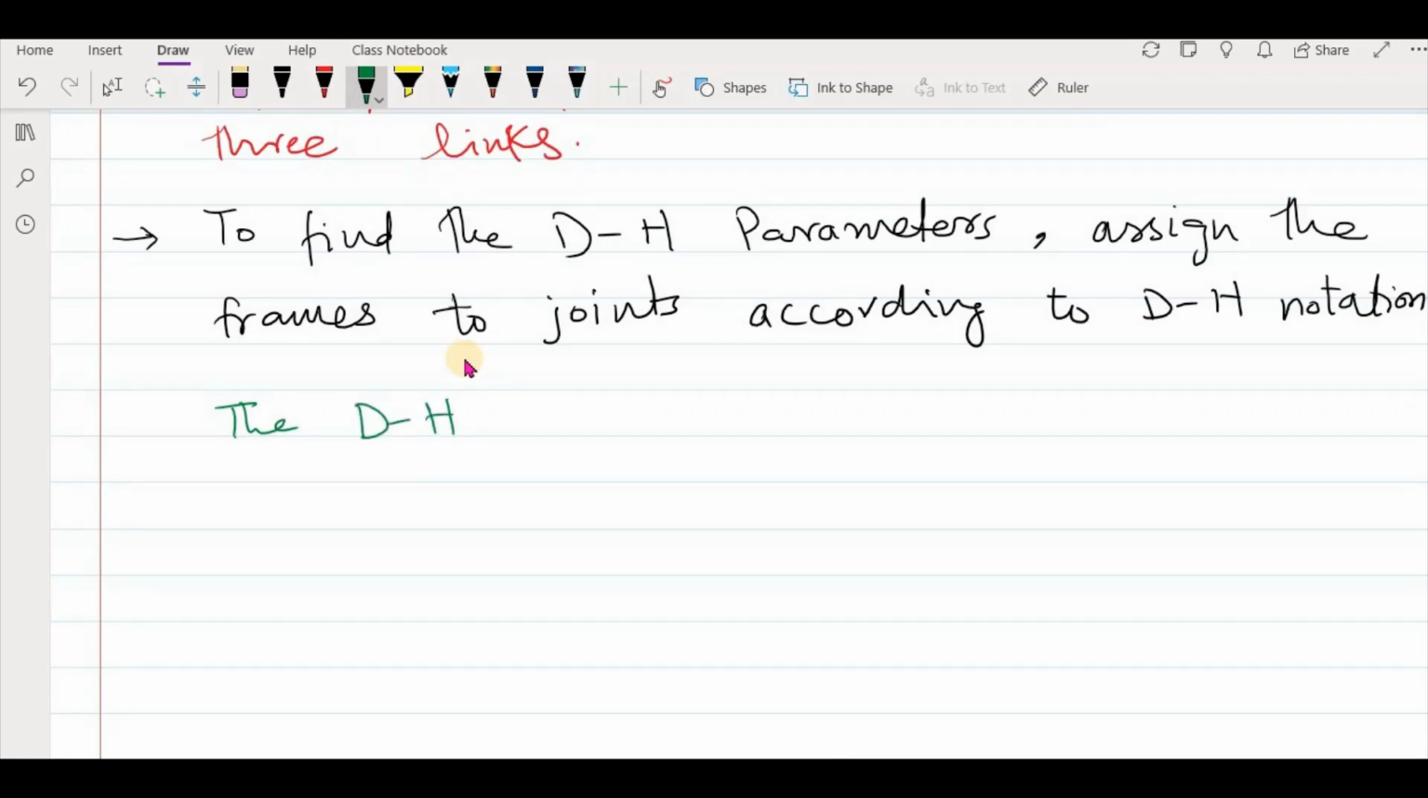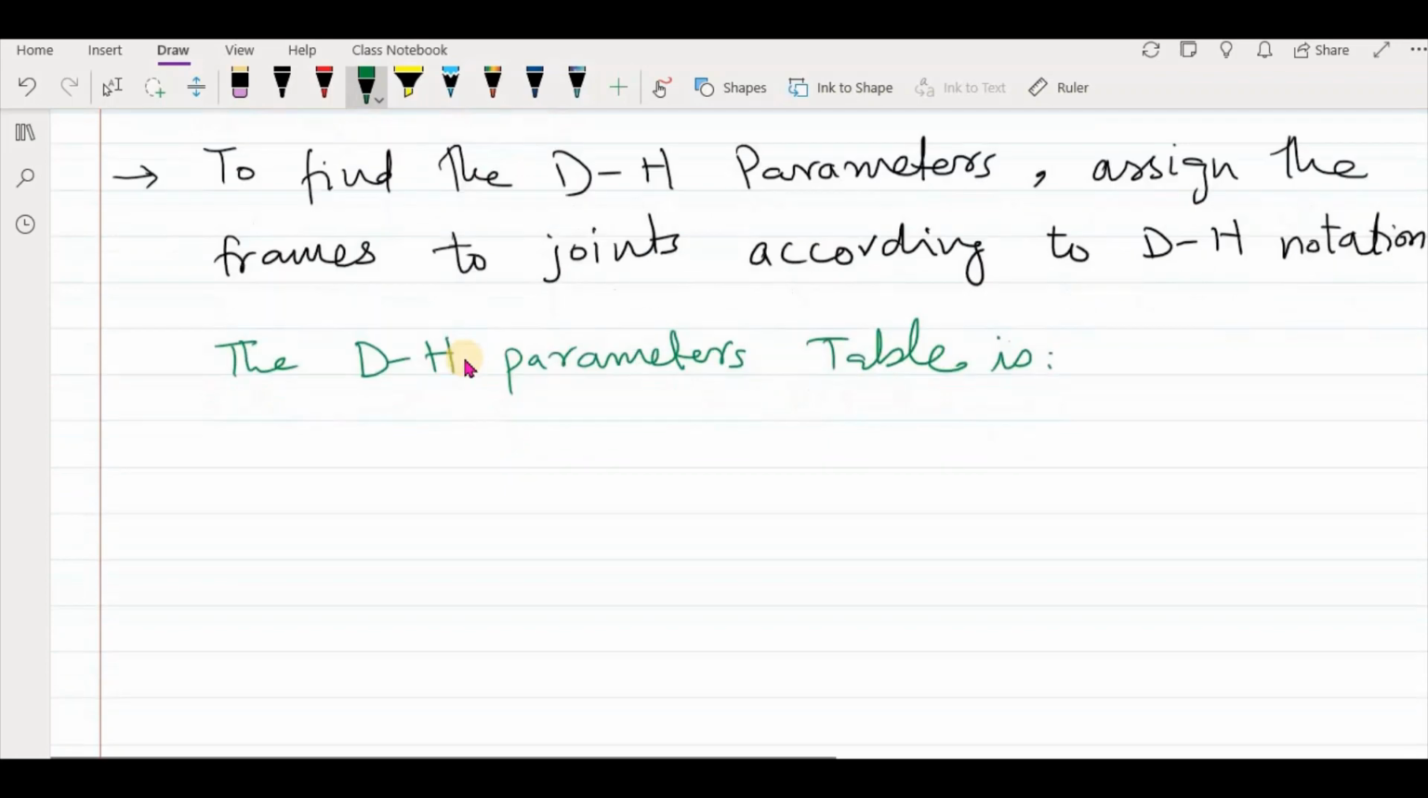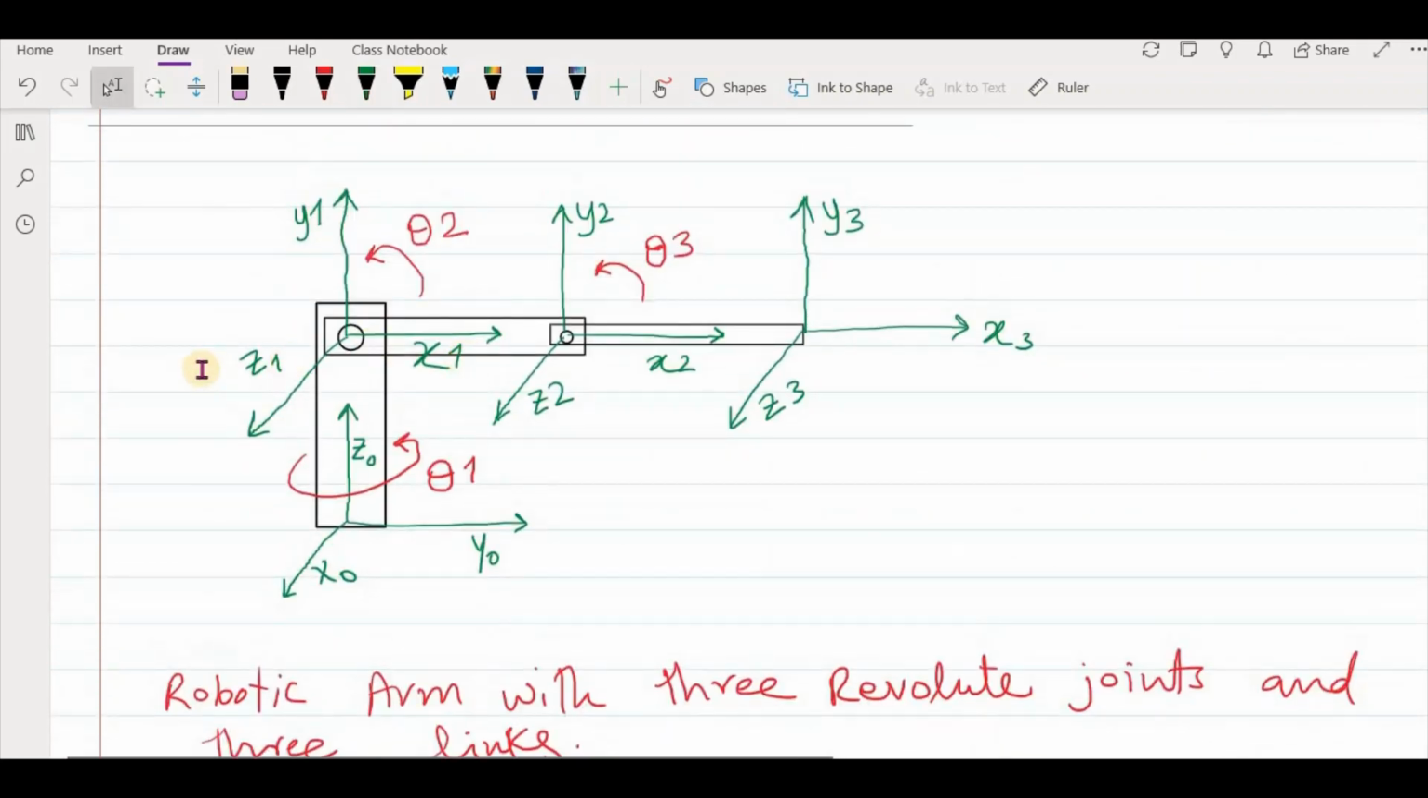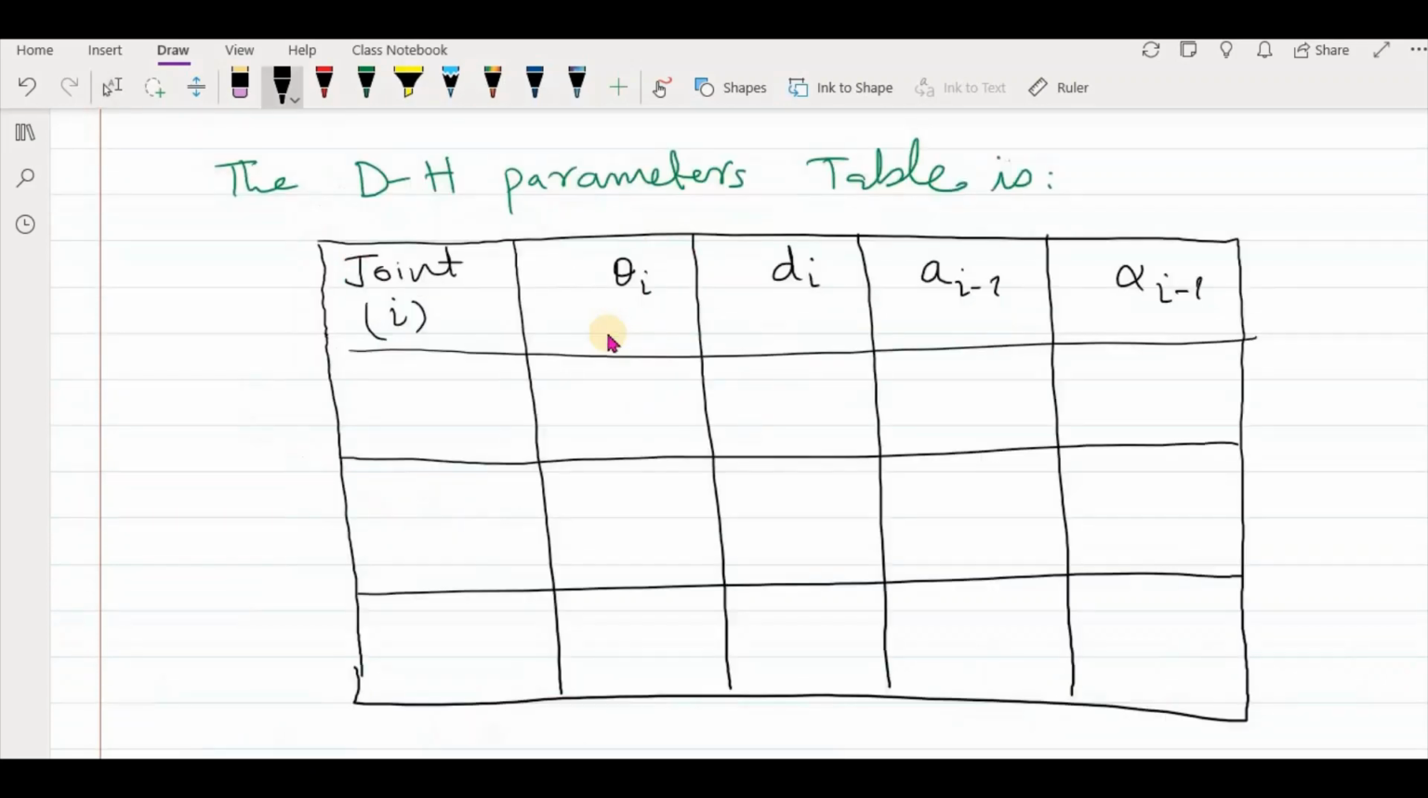The DH, not matrix, it's the DH table of parameters. So again, you have to, how many joints do you have? You have 3 joints here. So I've already drawn this table, and now just put the values here.